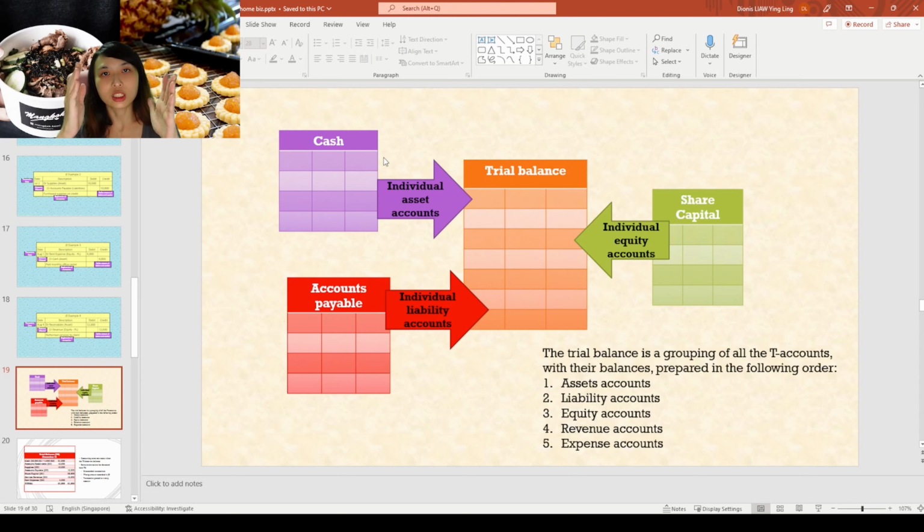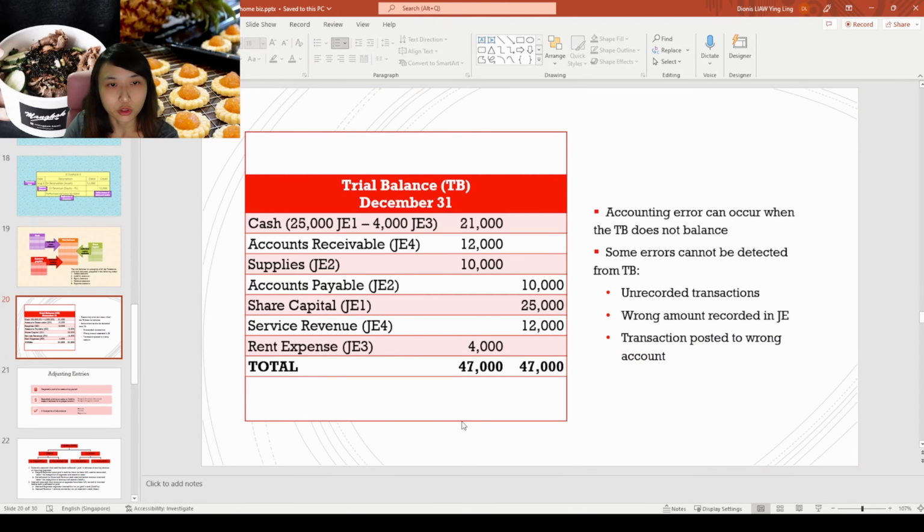So like I mentioned, in the T account, you have a left and right. The left and right will all combine and you have a net amount of whether it's a debit or credit. So all this will go into this thing called the trial balance. With the trial balance, there's a grouping, prepared in the following order: you start with assets, then liability accounts, equity accounts, revenue accounts, and then expense accounts. Maybe I'll show an example of a trial balance.